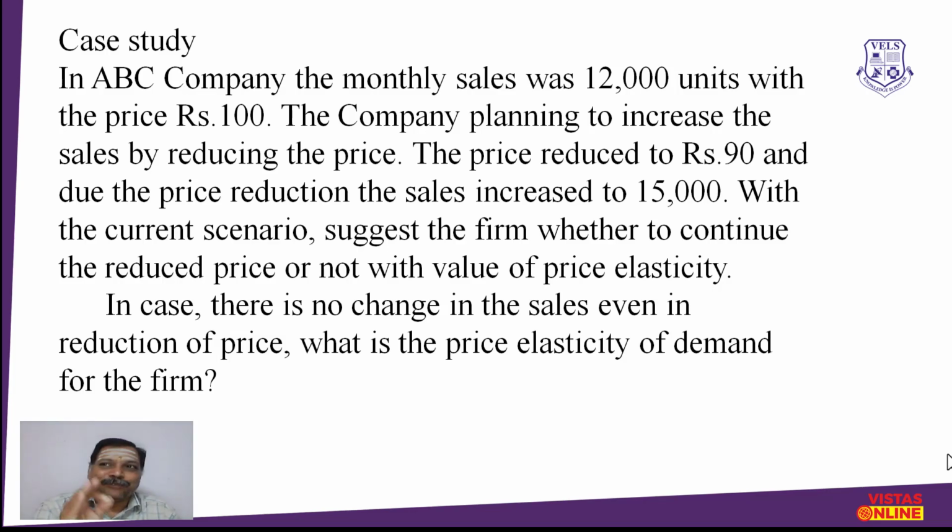This question will be asked in your semester end examination. In ABC company, the monthly sales is 12,000 units and the price is rupees 100 for the product. This is the case. The company is planning to increase the sales by reducing the price. The price is reduced to 90 rupees. And due to price reduction, the sale is increased to 15,000 units. Initially it is 12,000. Now it is 15,000.